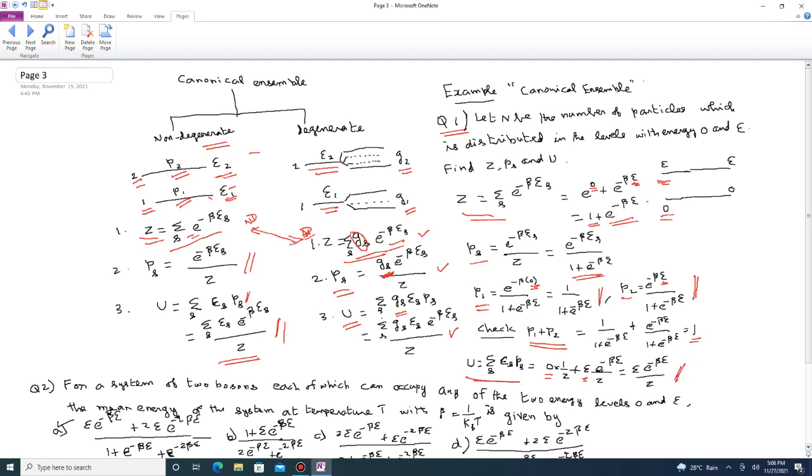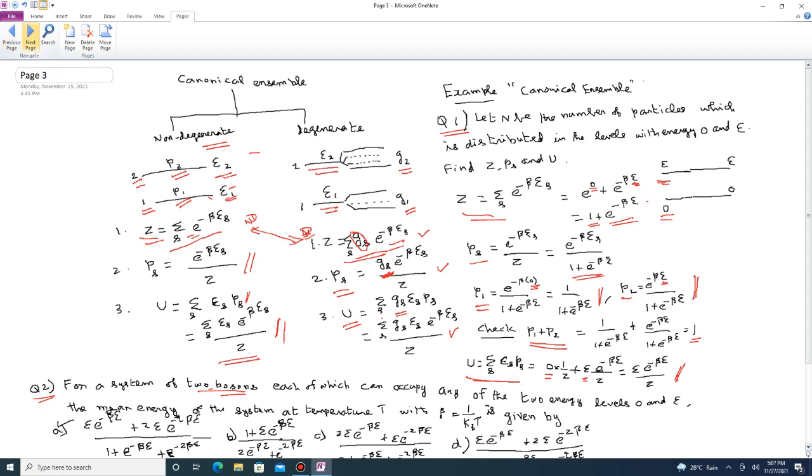Now let us consider one more problem. Take problem number 2. For a system of two bosons, each of which can occupy any of the two energy levels 0 and E, the mean energy of the system at temperature T, with beta equal to 1 by kBT, is given by which of the four options.